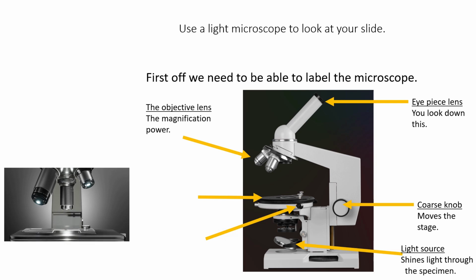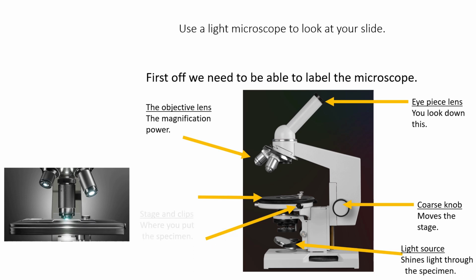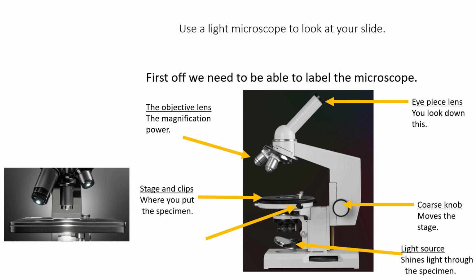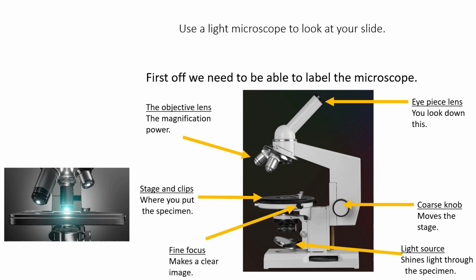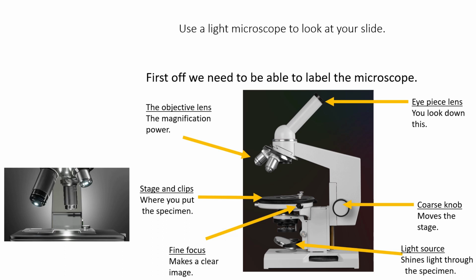At the top here we have the objective lens. This is what we can rotate in order to select the magnification that we would like, times 50, times 100, or times 1000. Next we have the stage. This can be moved up or down by turning the coarse knob, and therefore bringing the image into focus. And finally, we have the fine focus. Once we can see the image, we can turn this to make the image clear, so we can see details.